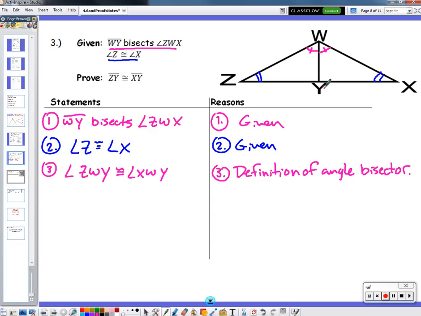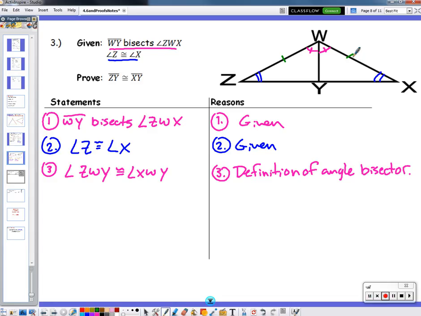Yeah? ZW is congruent to WX because if base angles are congruent, then the opposite sides are congruent. Okay. We can do that, right? How many people went in a different direction?